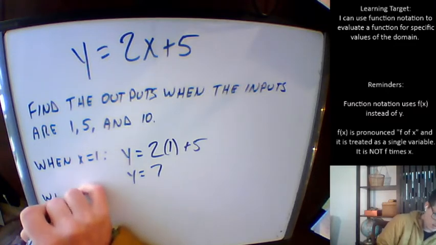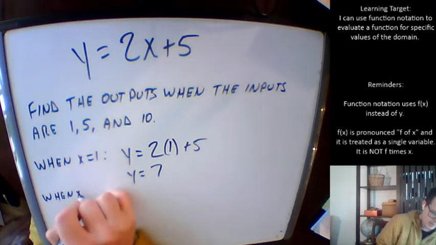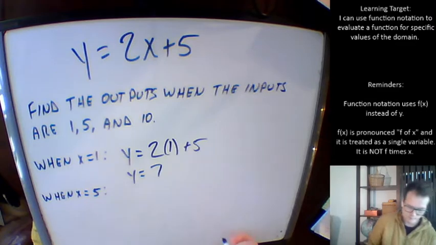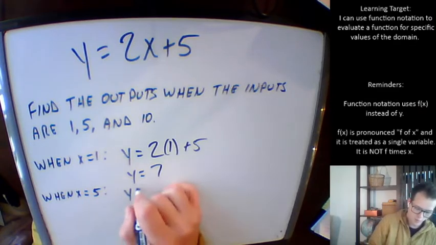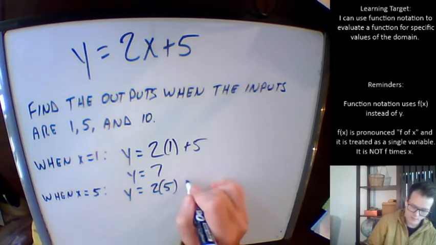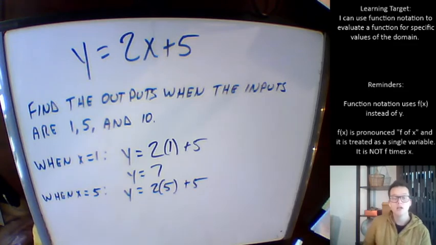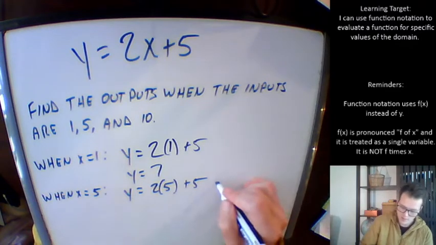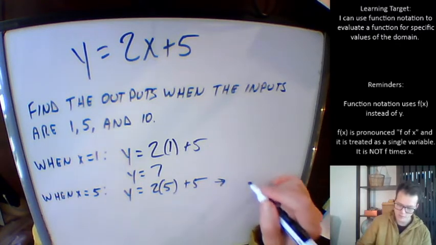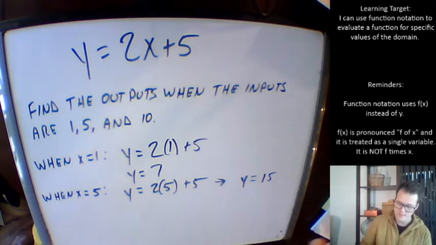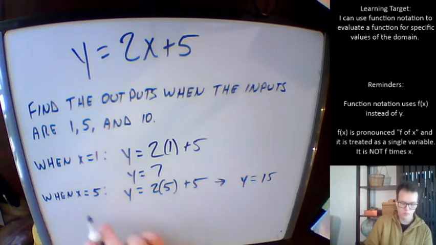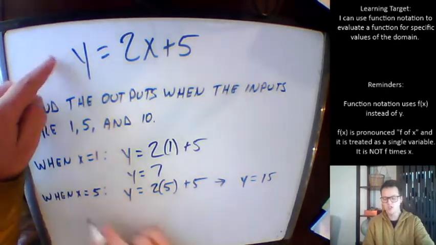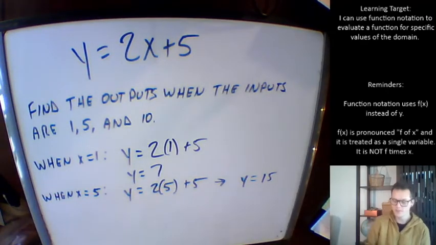So now let's look at when x equals 5. And we're going to do the same sort of thing. y equals 2 times 5 plus 5. 2 times 5, of course, is 10. 10 plus 5 is 15 here. So because of space, I'm going to move over to the right here and say y equals 15. This is our output when this is our input. So if you plug 5 into this function, the only possible output is going to be 15.